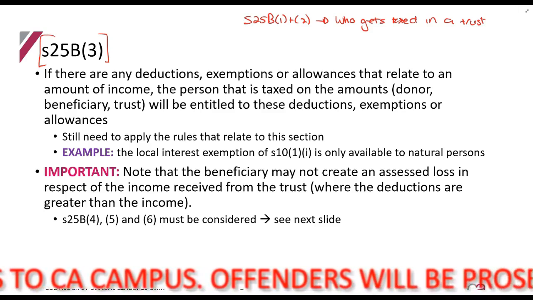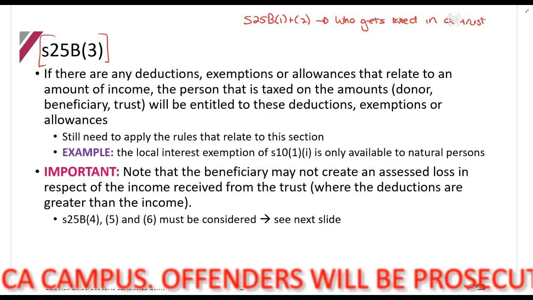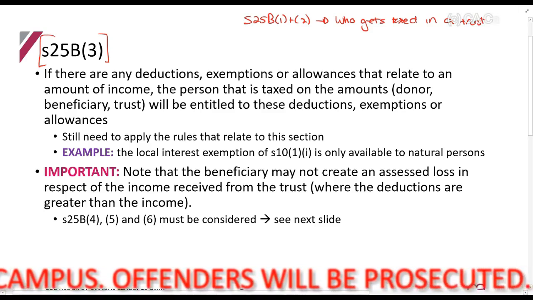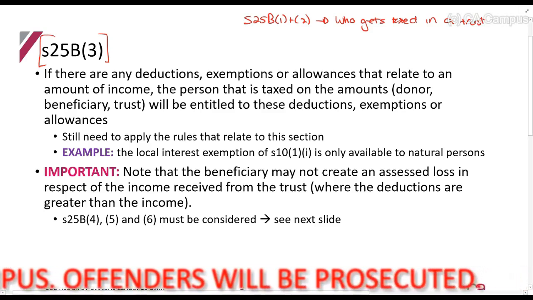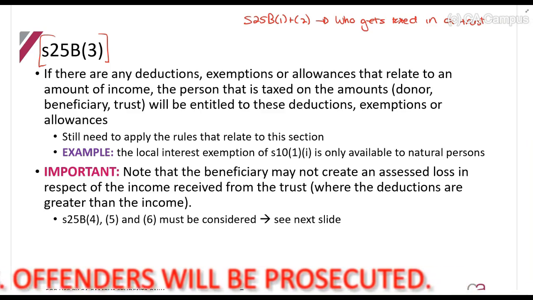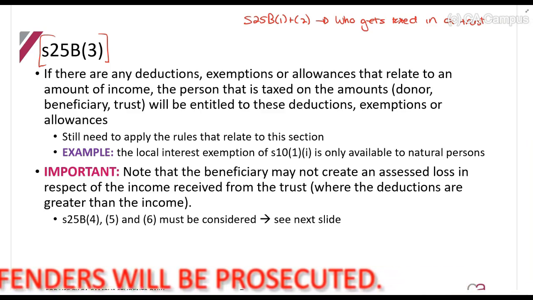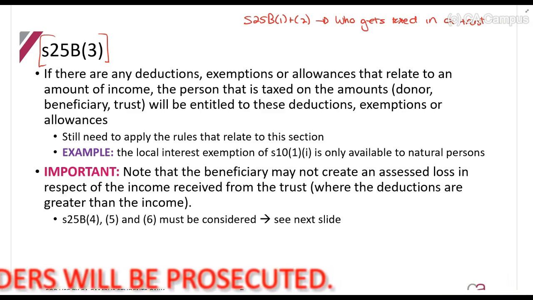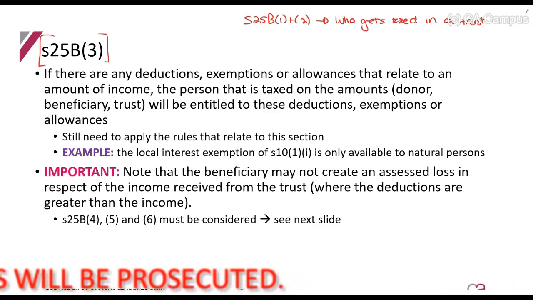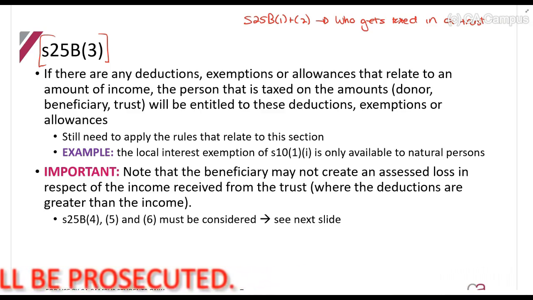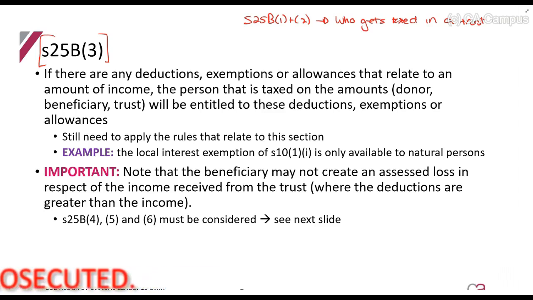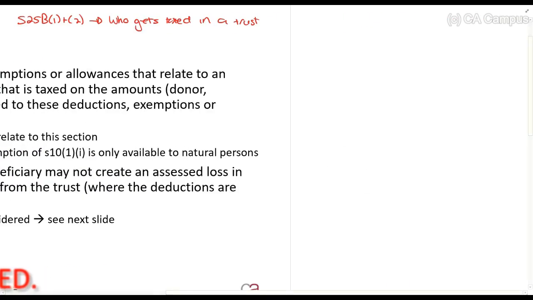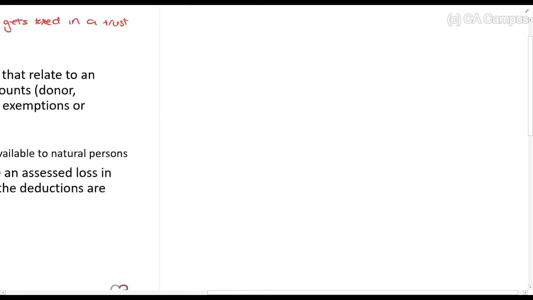Remember, section 25B is weaker than section 7. In other words, section 7, which applies when there are donations, will always override section 25B. Right, but now we look at section 25B3. What section 25B3 says, very simple, it says, if you are getting taxed on the income, then you must also get all the deductions and the exemptions. So guys, basically, this should make a lot of sense to you. The expenses and the exemptions follow the income.